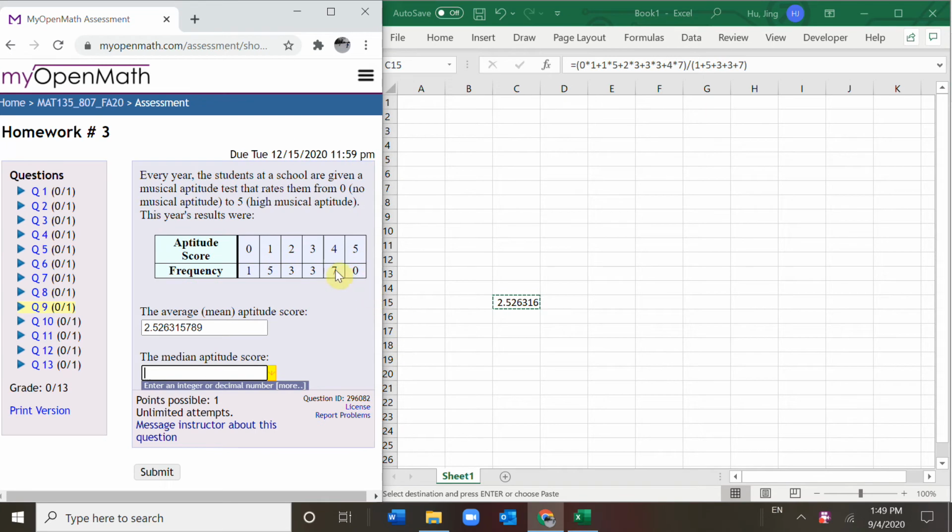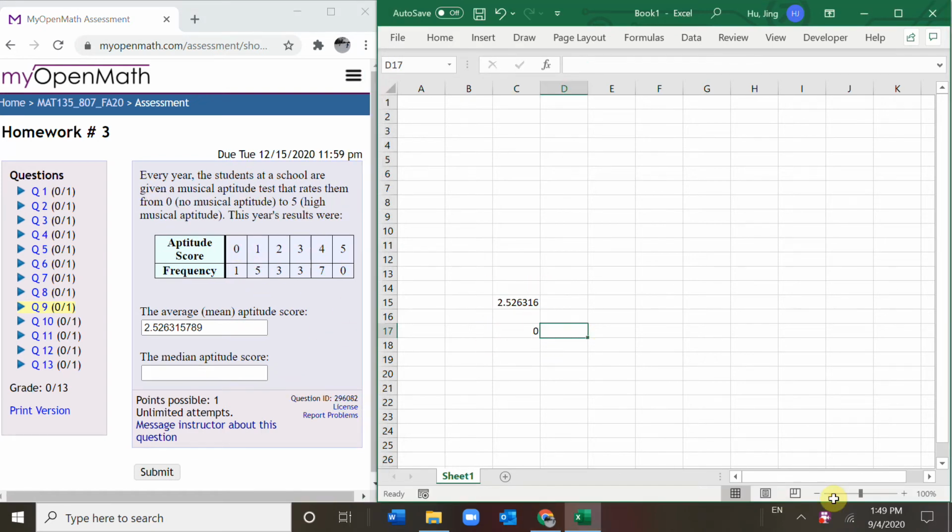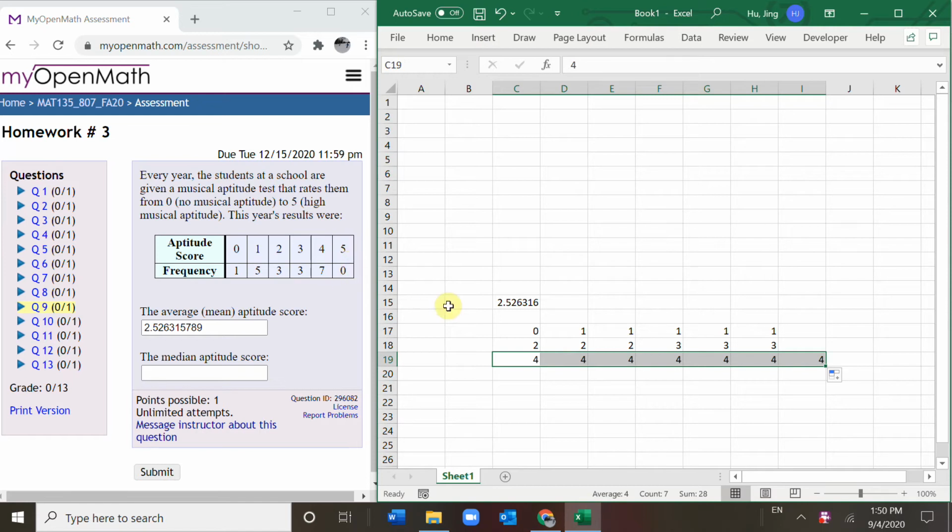And the median, you can line them all up, or you just use Excel. So we have 1 student get a 0, 5 get a 1. So you have 5, 1, 2, 3, 4, 5. And you have 3 students get 2. So 2. And 3 students get score 3. For 4, you have 7 students. So 7. So no one gets score 5. Then choose this data set, enter. So it's 3.